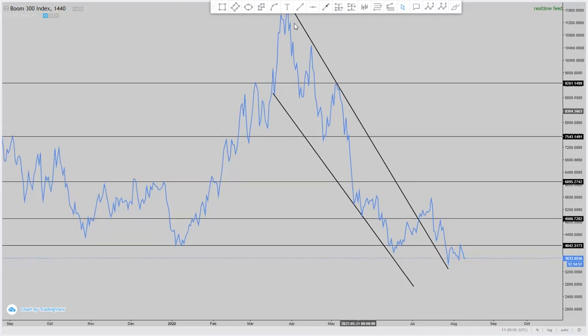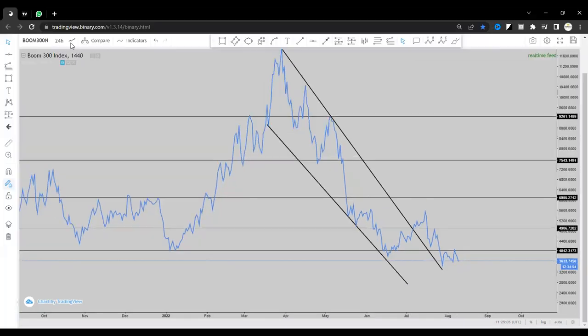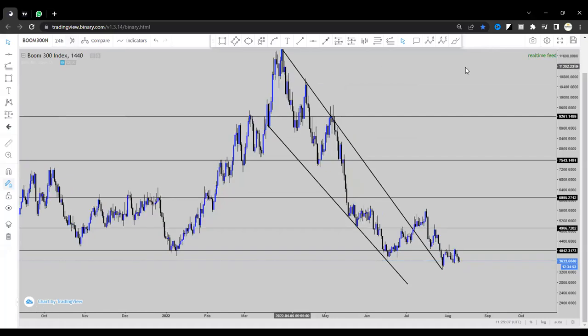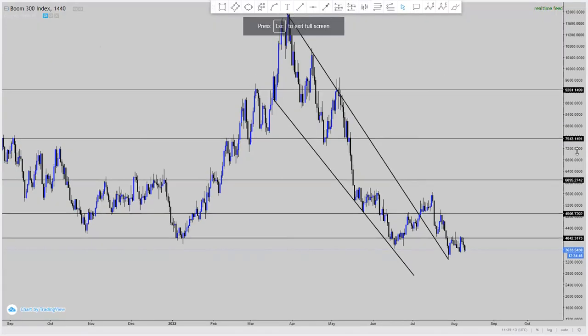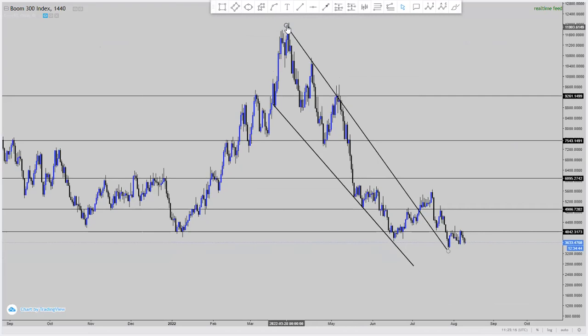Once I've identified my key areas and my trend, I can go back to the candlestick chart, where you actually see the market in a more visible way. As you can see, this was the downward channel that the market has been following. It broke out, came back, retest.